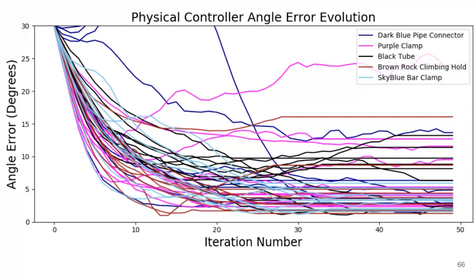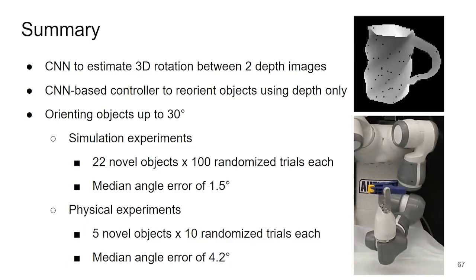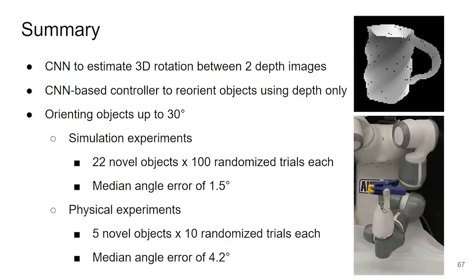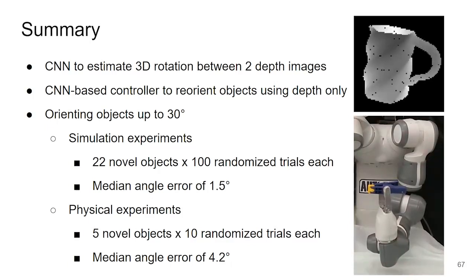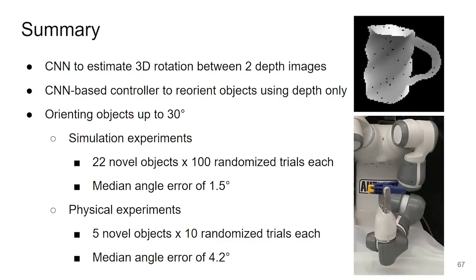In summary, we defined a CNN for estimating the rotation difference between 2 images, and created a controller for orienting objects using only depth images. Additionally, we showed results of experiments in simulation and reality, suggesting that the method can orient novel objects with a rotational difference of up to 30 degrees.